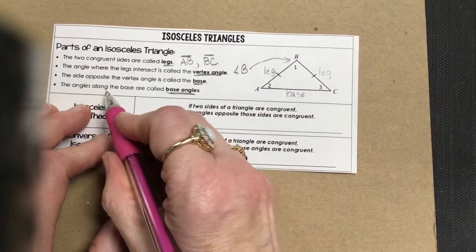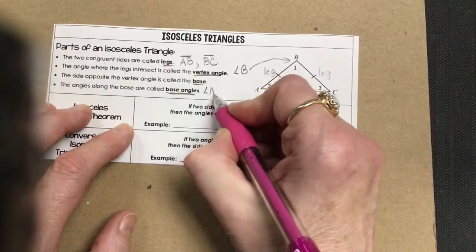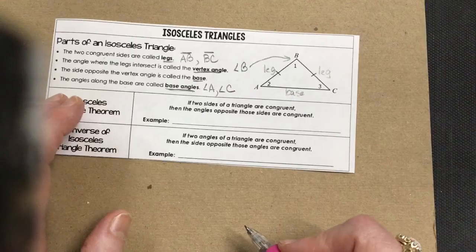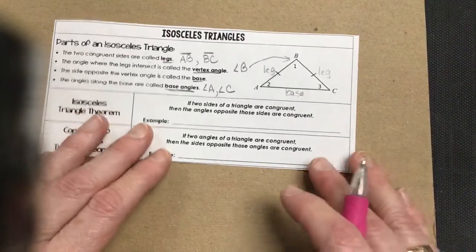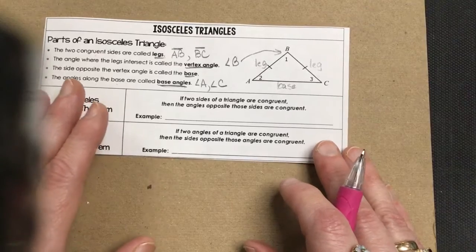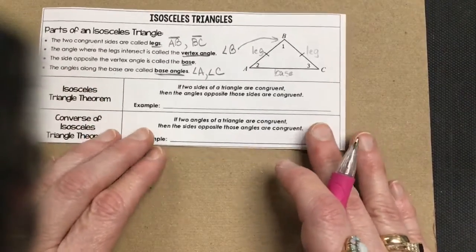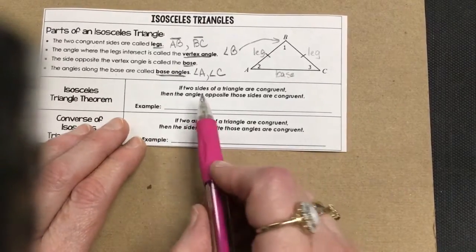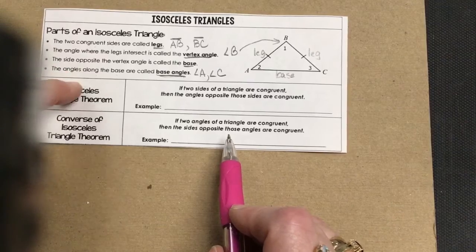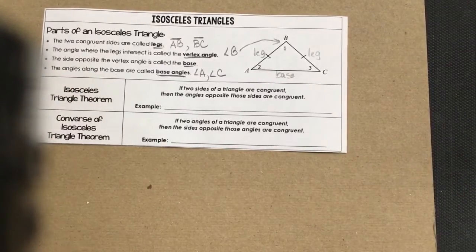The angles along the base are called base angles. So angle A and angle C are called base angles. Now, this sounds really complicated, and like I said, we used to teach it the way I think I learned it in high school many years ago. This is one of those if and only if statements: the isosceles triangle theorem, and then they do the converse of it, which means they're going to go backwards.